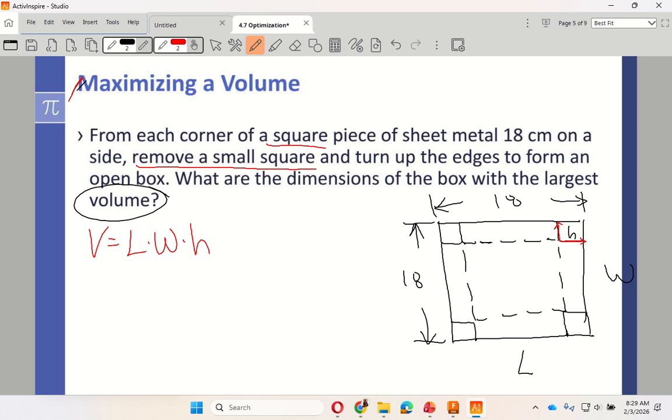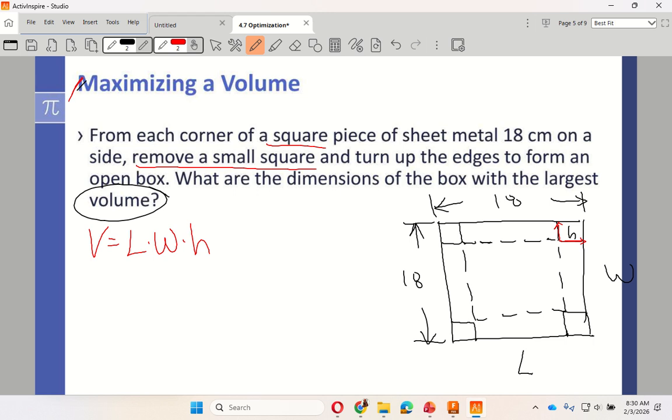I got to take off a small square, right? But if I don't cut off a small square, what would be the value of the height? Say 0. If I don't cut out a square, yeah, the height would be 0. So I would have how much volume? 0 volume. So if I don't cut it out, nothing folds up, right? So I got to figure out an equation to help me set this up right here.